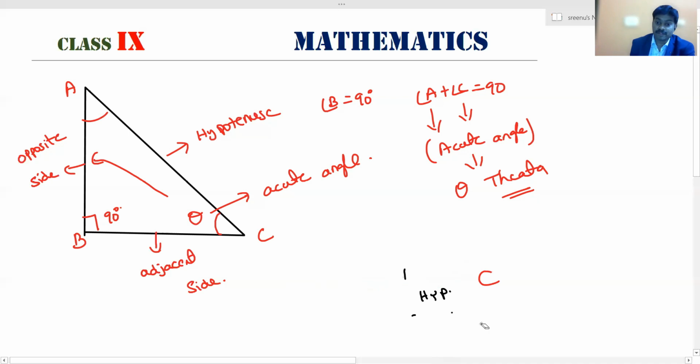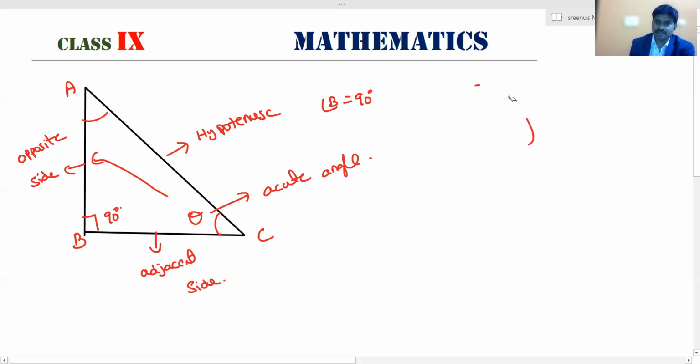Next, we have to see some properties. Sir, only acute angles we call theta? Yes, only acute angle we have to take as theta. Next, let's see a property of the right angle triangle.